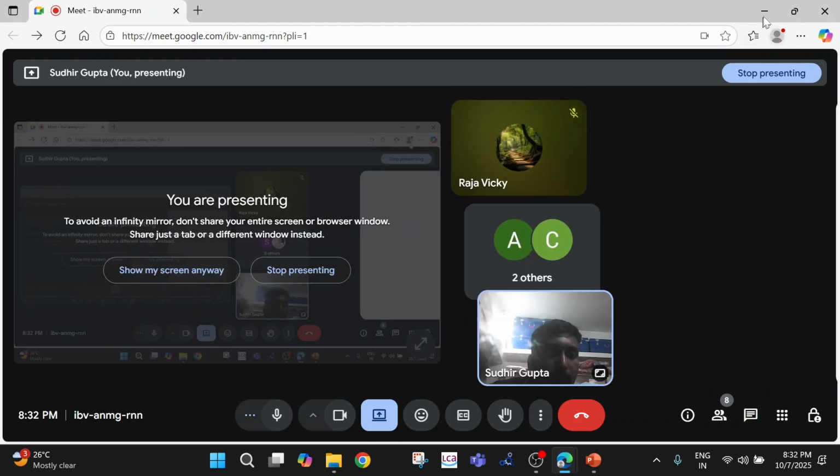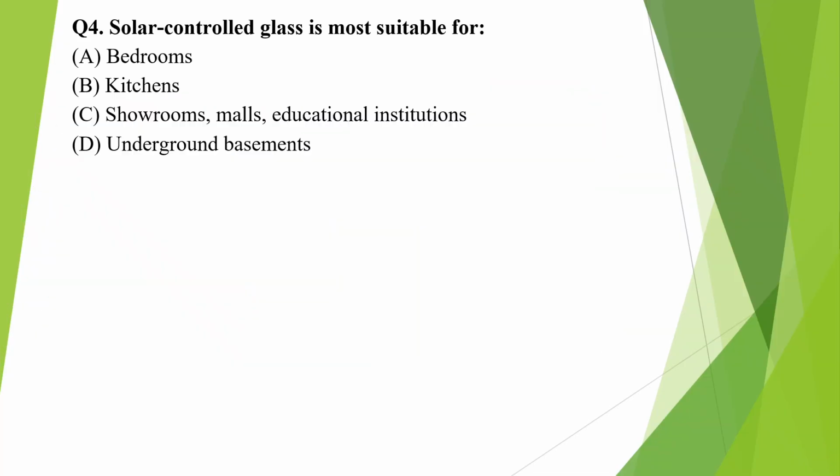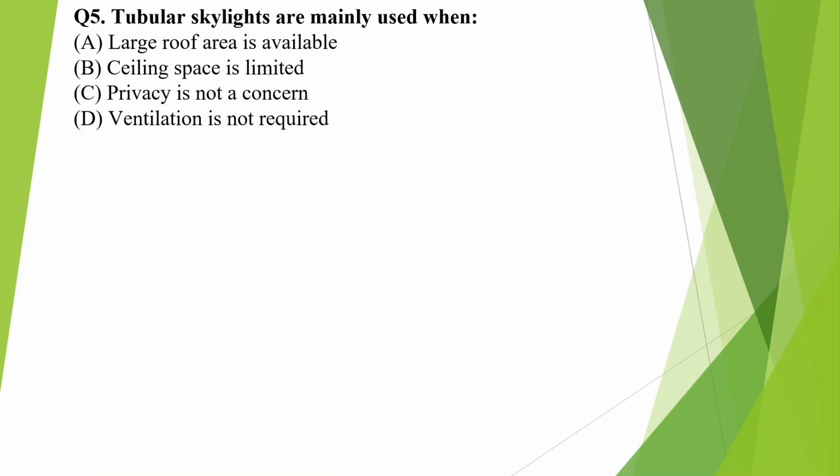So let's move to the next question, guys. Here is the fifth question. Tubular skylights are mainly used when?